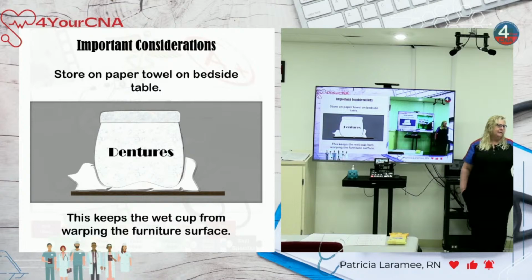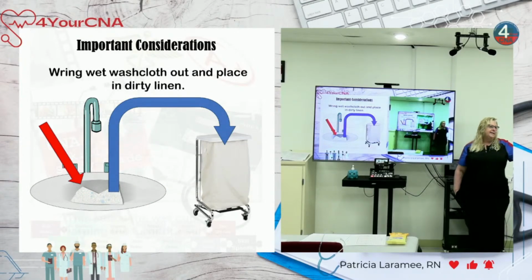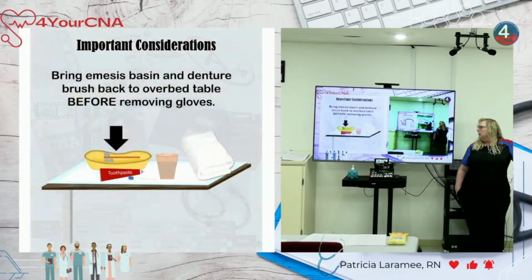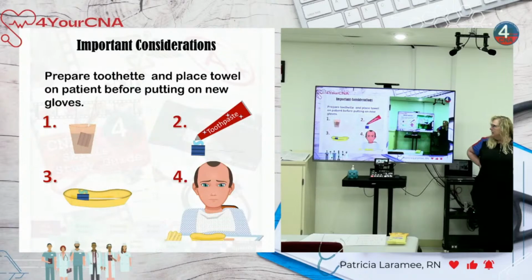Okay, good. And then we're ready to do mouth care. We'll put the washcloth in the dirty linen. You can do it now. You can do it at the end. Doesn't matter. Whenever you want to do it, just make sure you don't leave it in the sink. And we'll bring the denture brush in the emesis basin back over to the overbed table because we're going to need that emesis basin for the rinse and spit portion of the skill.